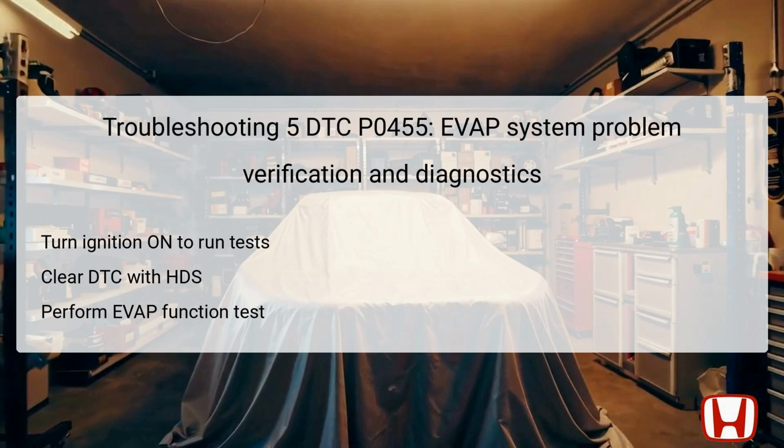If the code reappears or the test fails, further inspection of sensor connections and circuit integrity is necessary. This step confirms whether the system's electronics or sensors contribute to the large leak warning.